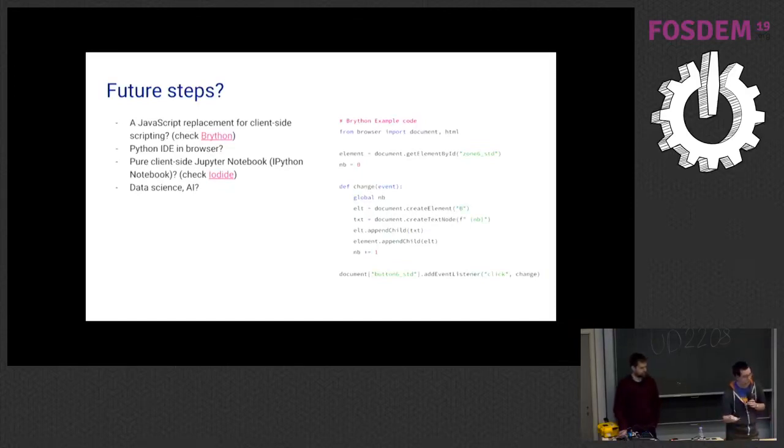We can probably make a Python IDE in the browser, or we can try to do a Jupyter notebook that runs completely in the browser. There's something called Iodide, where they compile CPython to WebAssembly and make a Jupyter notebook. So we can also try this with RustPython. I can imagine that we have a lot of use cases in data science and all the AI-related stuff in the browser.